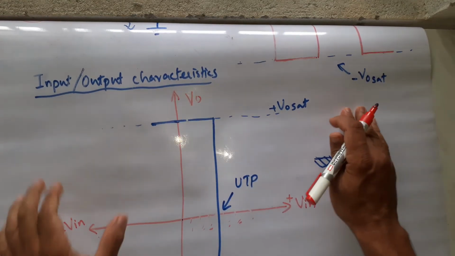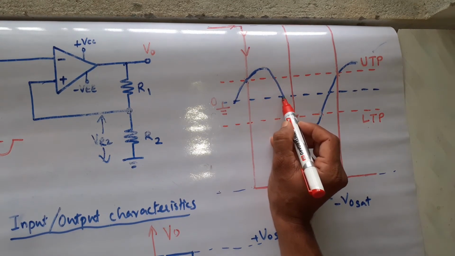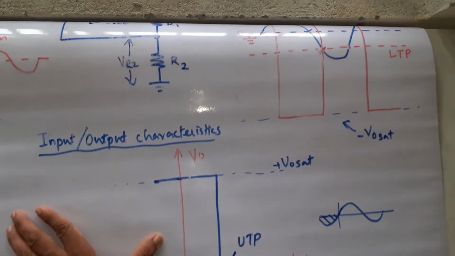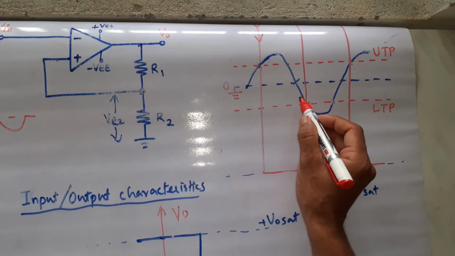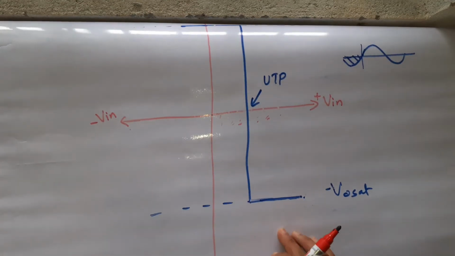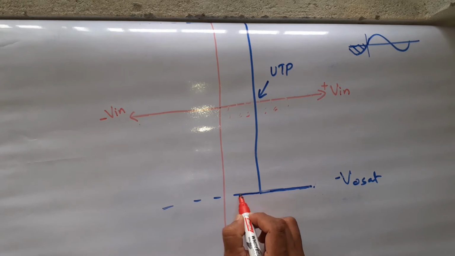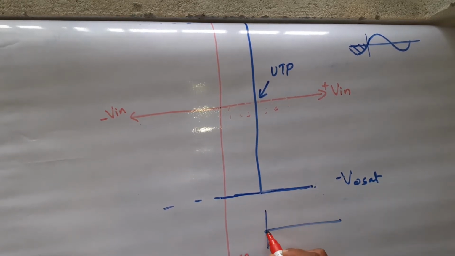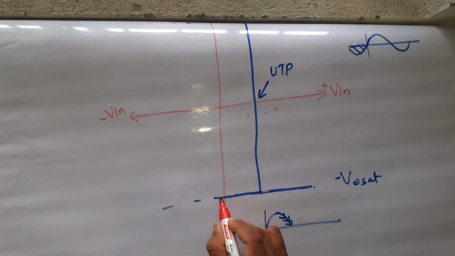Further, your input starts decreasing. It crosses the zero line. Then the input goes negative, right? What about the output? Output is still at minus V naught sat. So I can show it here like this. When input increases, then it starts decreasing, it is this. Then when it starts decreasing, in this portion your output will still remain at this point.